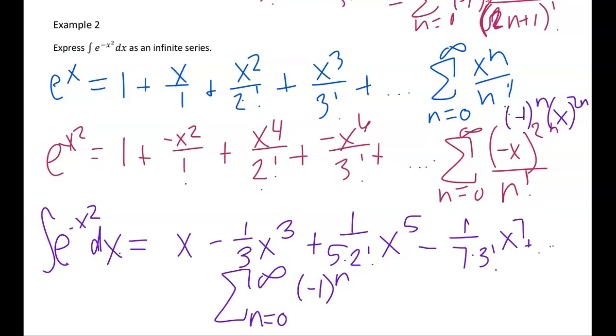But now I need this to be 2n plus 1, right? Thinking about power rule, this is going to be x to the 2n plus 1 over that new power, and then times n factorial. And so that's going to be the infinite series that is equal to that integral. And that's how we can use the series expansion to find integrals and do calculus on things that we might not have integration rules for.